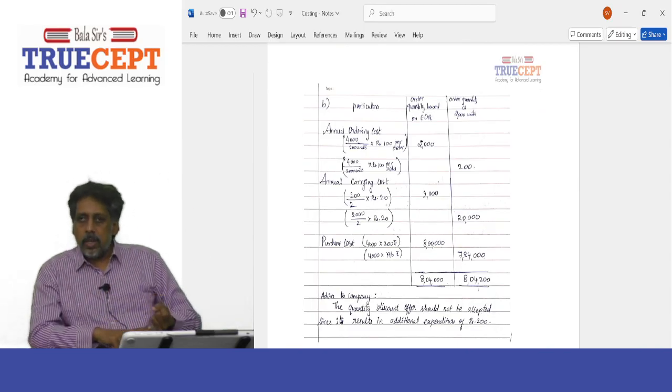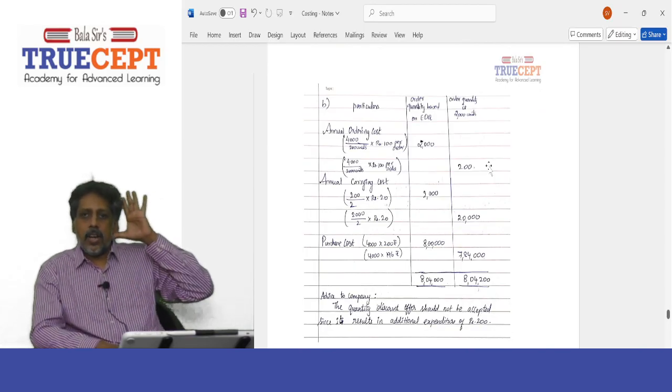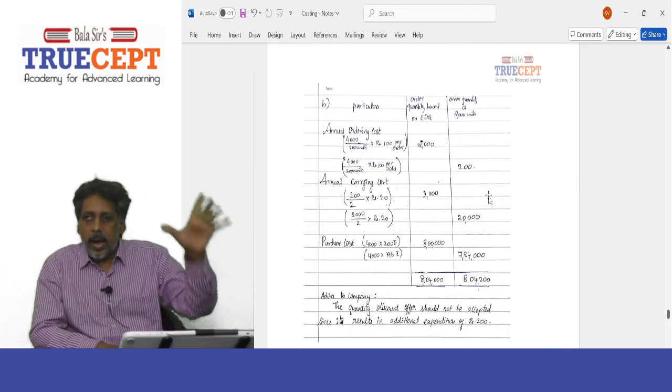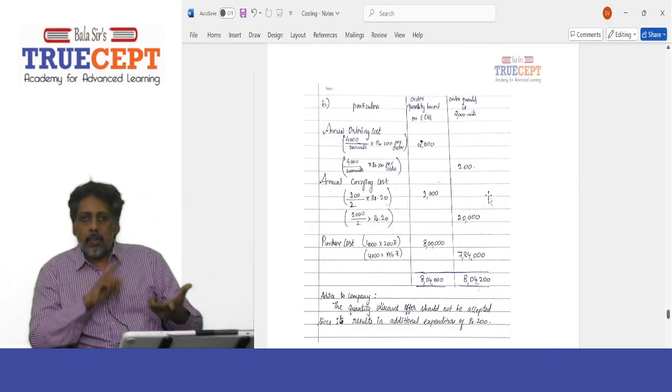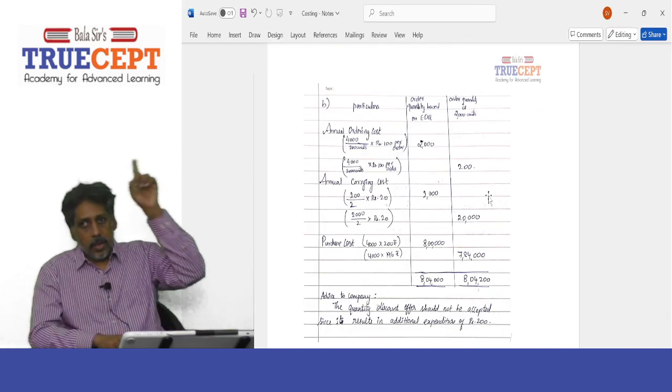Then how to find the annual inventory holding cost, or I can say annual carrying cost? Very simple. I'm going to divide the 200 EOQ order quantity by 2. So it is 100 units average inventory. That into rupees 20 per unit. How much do you get? 2,000. It is 2,000 carrying cost, right?